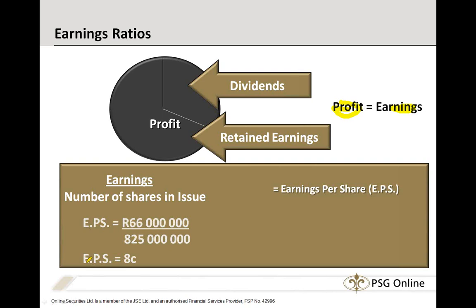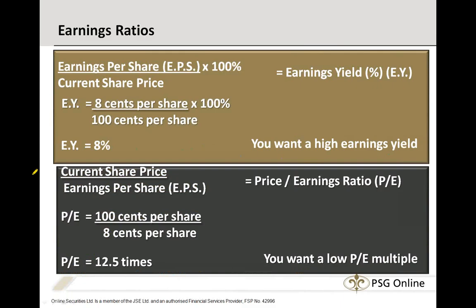Take that number now compared to the current share price, now we start looking at various financial ratios. So let's talk about what we call an earnings yield. So it's the current earnings divided by the current share price. As I say, it's what we call an earnings yield.